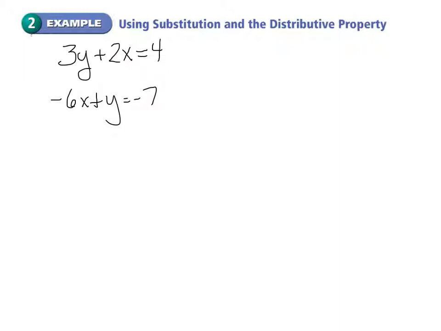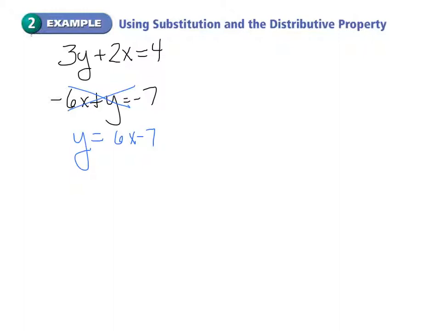And in which equation? Here's what I look at. Do any of your variables have a coefficient of 1? Yeah, it does. This one has a coefficient of 1. This has a coefficient of 3, 2, negative 6. This one has 1. So I'm going to solve the bottom equation for y. So that gives me y equals 6x minus 7. So this equation is now gone.